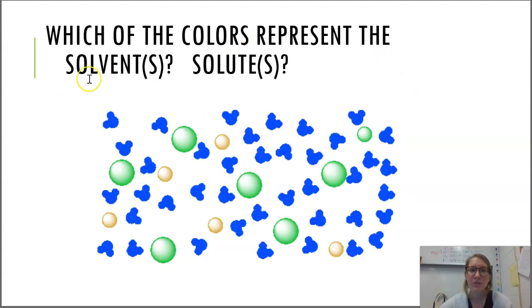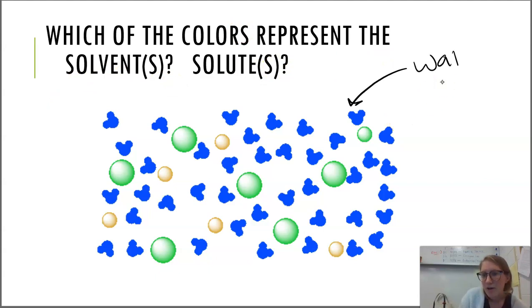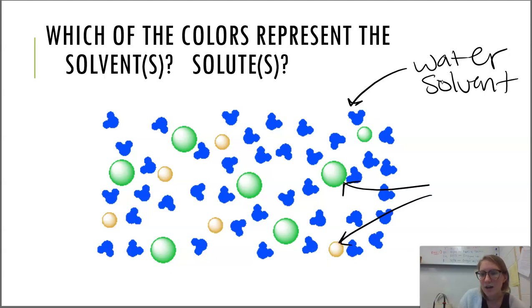Okay, so which of these colors represents the solvent or the solute? These little Mickey Mouse guys, those are definitely water, and we know that water is the universal solvent, so that's going to be the solvent. And our big green and orange guys are going to be the solute. You put a solute into the solvent.